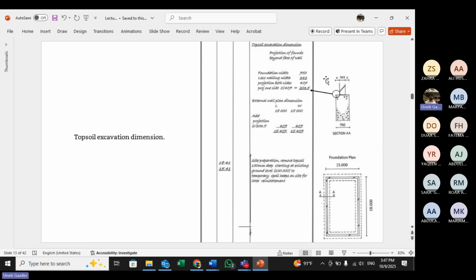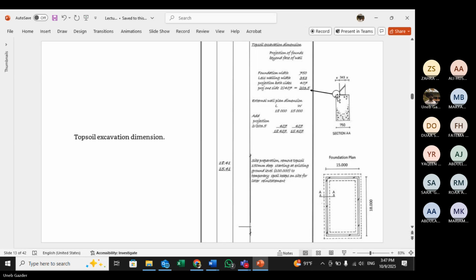So foundation width is total 750 millimeters. Then I have a wall of 343 millimeters here. So 750 minus 343, because I want to calculate this projection. How far from the wall, how much ahead of the wall I have to go? So total was 750. From there, I subtracted 343.